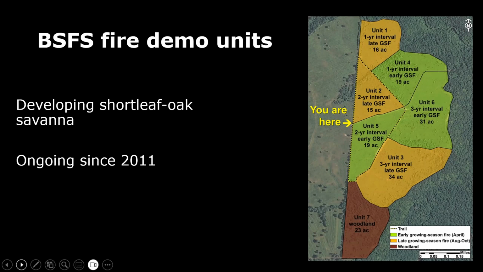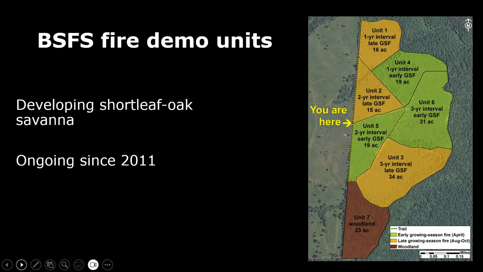My advisor as well as the manager wanted to implement a prescribed fire demo unit in Tennessee because we didn't have anything like this. And so we have 6 different fire treatments within this area that's a developing shortleaf and oak savanna. So we have a 1, 2, and 3 year fire return interval. And with each of those, we have an early growing season and a late growing season burn. And this has been ongoing since 2011.